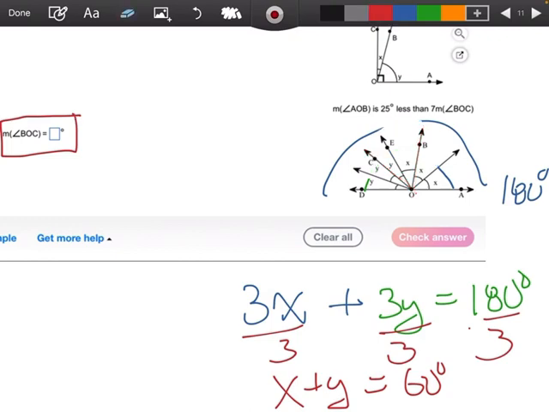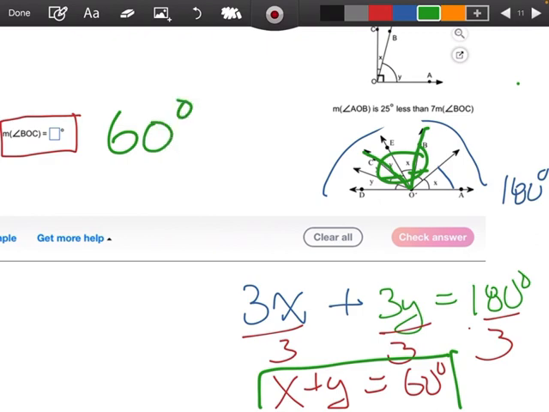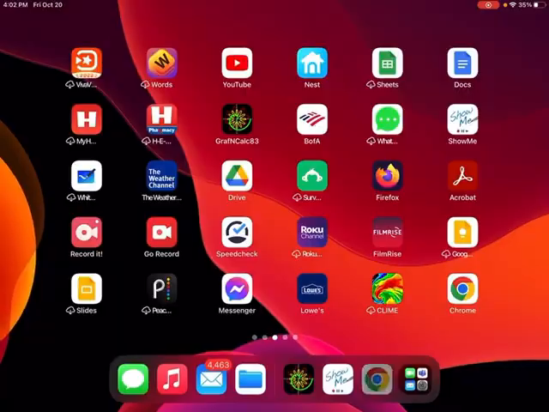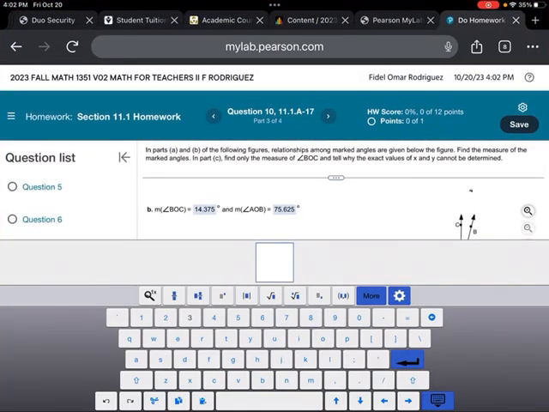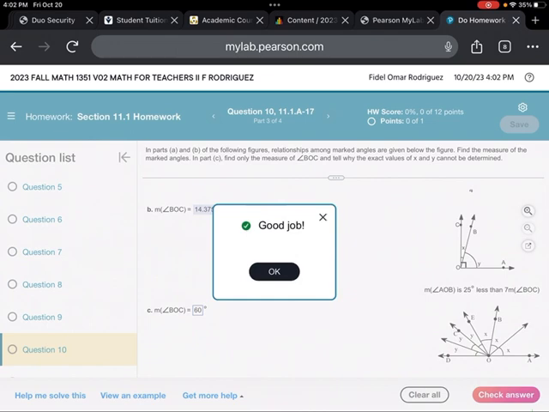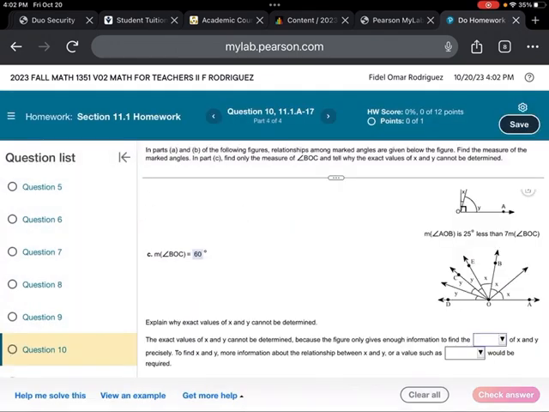I'm going to try to do this in green, okay? And let me make this line a little bit bigger. So BOC. Look what BOC is. BOC is y and x added together. And x and y added together is 60 degrees, right? That's the only part I can find, but I don't know what the other parts are. But I can at least find that part there, y'all. So I'm going to say that answer should be 60 degrees. I'm going to come back over here, type in a 60, and check my answer, and hey, we got it done.